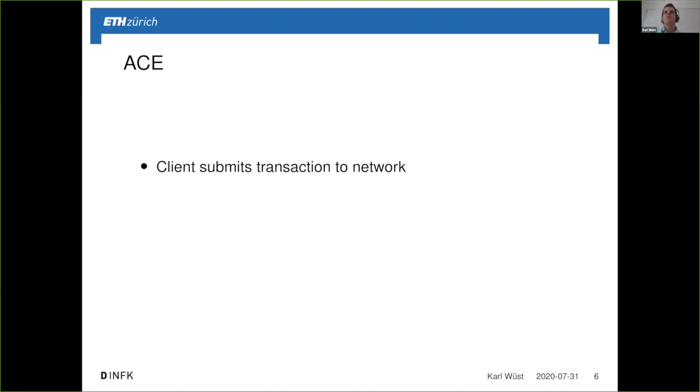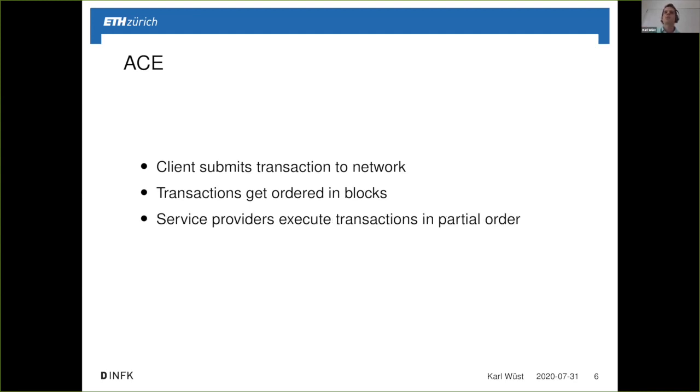And basically, the way this works is that the client first submits a transaction to the network, and this will be collected by miners and get ordered in blocks. However, the miners do not execute the transactions. They just perform some basic checks, for example, that the transaction is formed correctly, that it has a signature from the client that submitted it, and so on. And this gets collected in a so-called ordering section in the block. And this determines in which logical order the transactions should be executed. So this basically gives a serialization of the order.